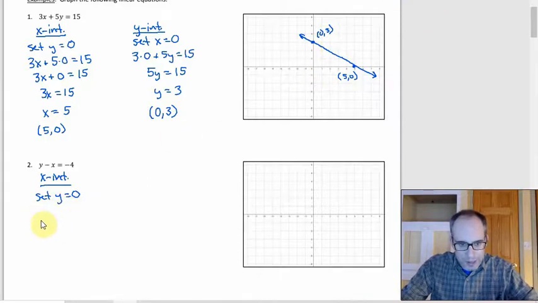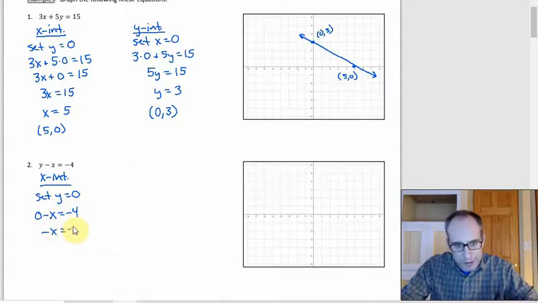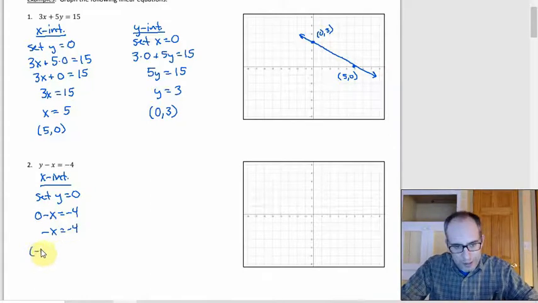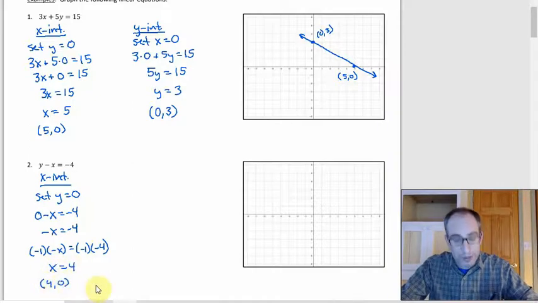So it's going to be 0 minus x equals negative 4. So negative x equals negative 4. But if you multiply both sides by negative 1, which is what I'm going to do here, so negative 1 times negative x equals negative 1 times negative 4, then you're going to get that x equals 4. So then that means our x-intercept is the point 4, 0.